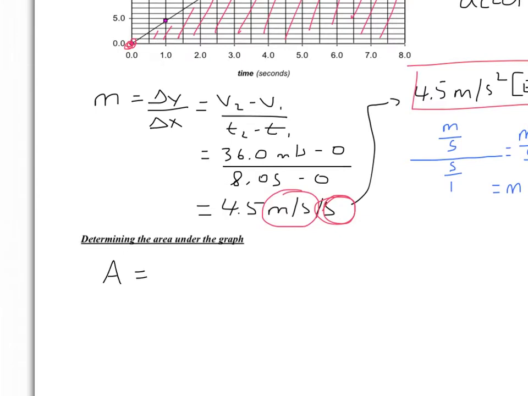So in this case, area is equal to 1/2. Most people say base times height. Why not height times base? Good. So if you take a look, 1/2 is just a variable 1/2.